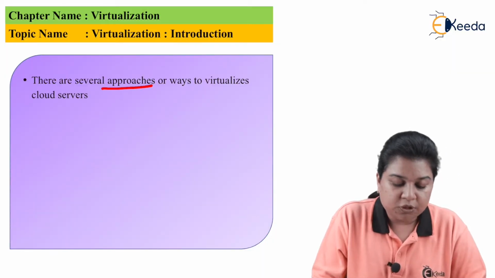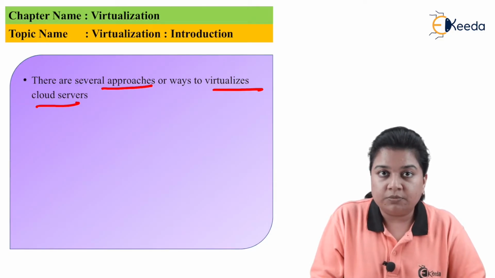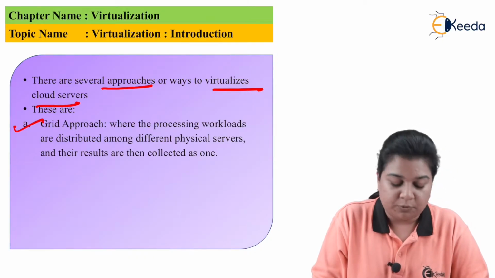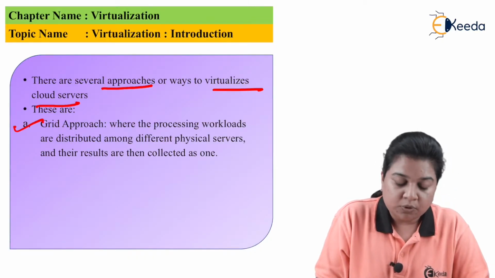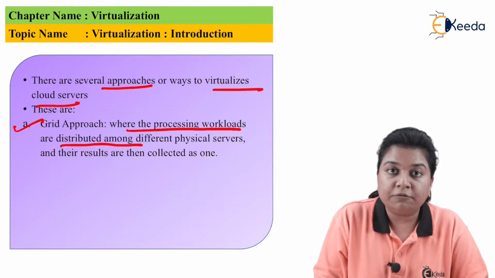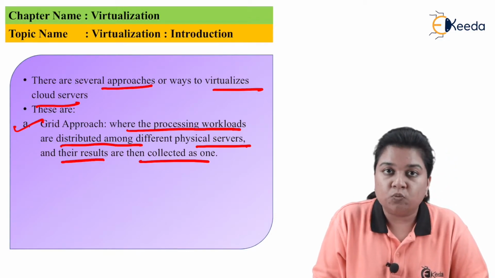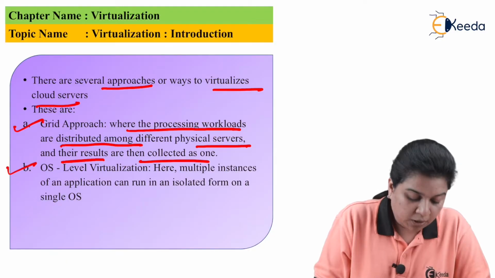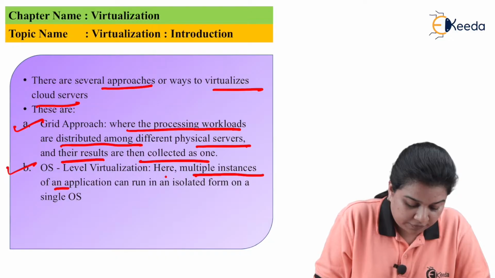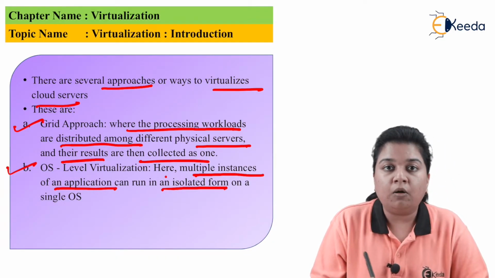There are several approaches or ways to virtualize cloud services. The first one is the grid approach. What happens in the grid approach? The processing workloads are distributed among various or different physical servers and their results are then collected as one. Another one is OS level virtualization. Here multiple instances of an application can run in an isolated form on a single operating system.